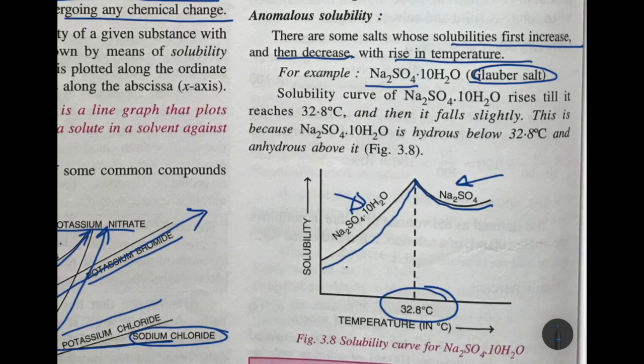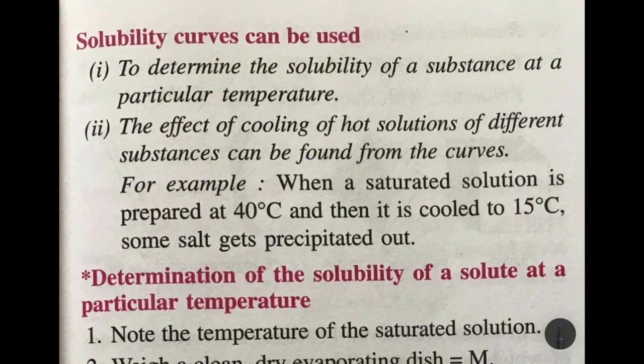So why? Because sodium sulfate is hydrous below 32.8 degrees Celsius. It has 10 molecules of water attached to it, but above 32.8 degrees it becomes dry because all the water will evaporate. So that is the reason why the solubility decreases after 32.8 degrees Celsius.